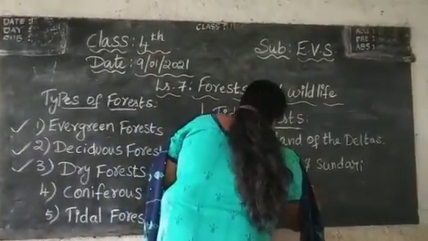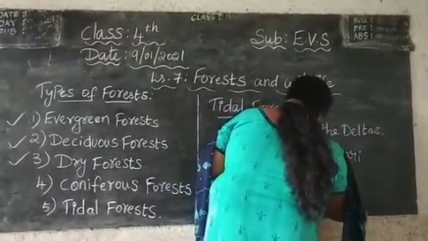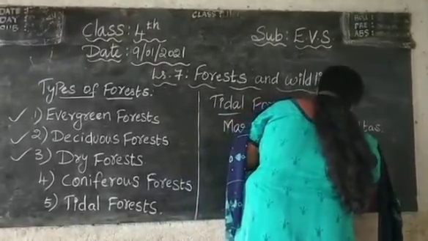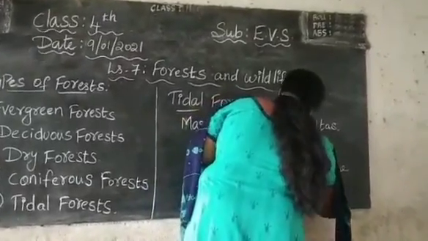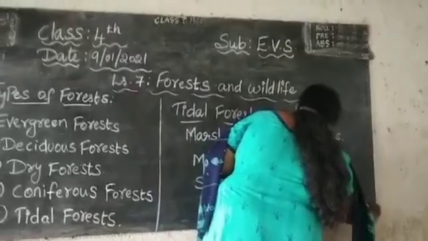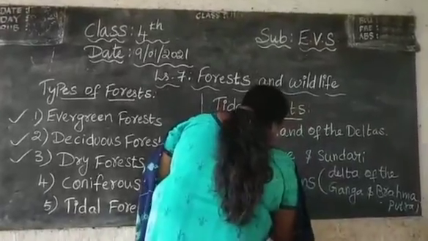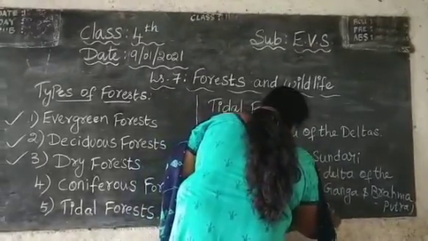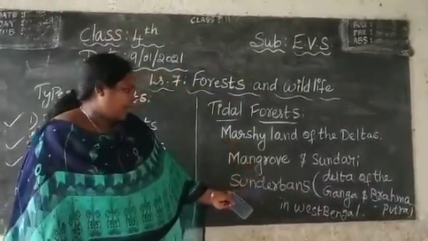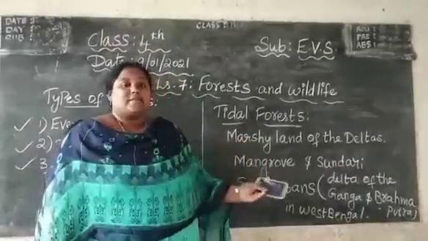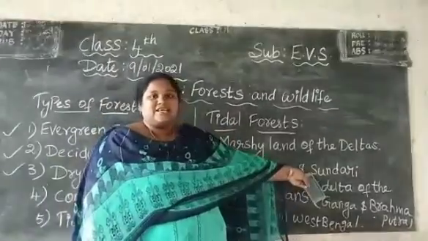Sundarbans. Where? In the delta of the Ganga and Brahmaputra in West Bengal, that is the state of West Bengal. So the tidal forest in the delta of the Ganga and Brahmaputra in West Bengal is called Sundarbans, because of the Sundari trees found here.